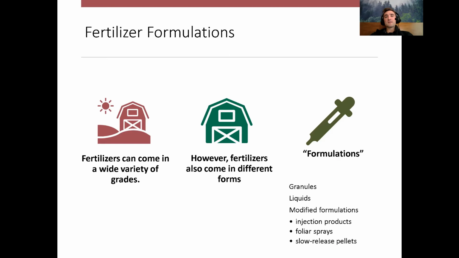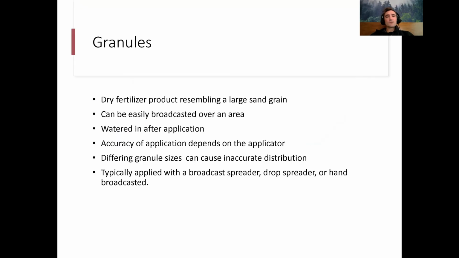Fertilizers also come in different forms, and we'll talk about those forms now. We typically refer to them as formulations, and the two general categories are liquid or granule. And within that, there's some modifications as well. So with granules, this is a dry fertilizer product that resembles sand, like a large grain of sand, little pebbles. And this is formulated as a granule so it can be easy to broadcast over an area. You would water these in after you apply the fertilizer.